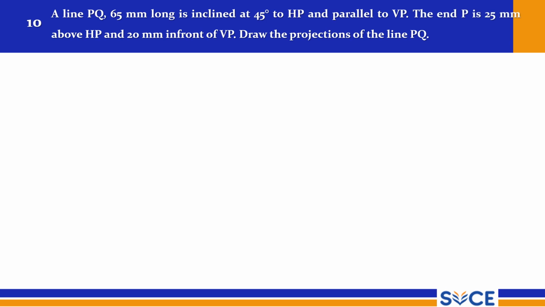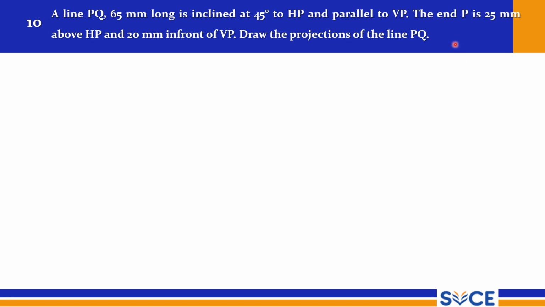The 10th one: a line PQ 65 mm long is inclined at 45 degrees to HP. So this is the next type. We are moving to the fourth case, where the line is inclined to HP and parallel to VP. So whenever it is parallel, on that plane we can see the true length. So it is inclined at 45 degrees to HP. So on HP we are going to get the top view. It is obviously an apparent length line. So it is having apparent length only.